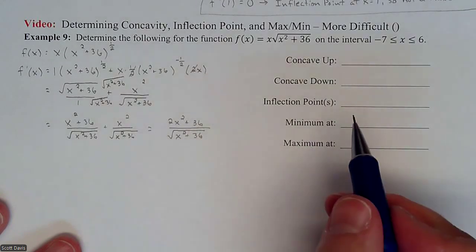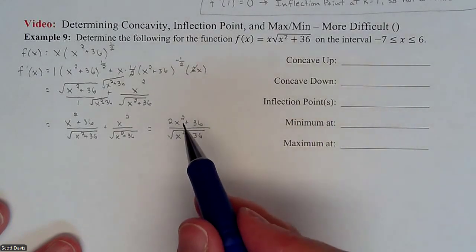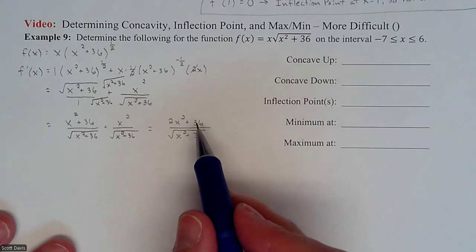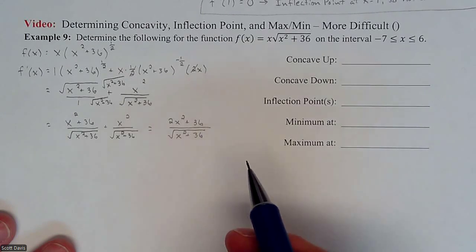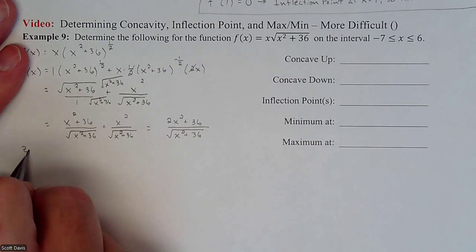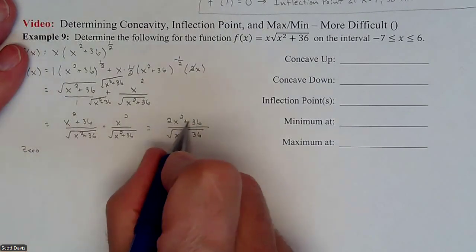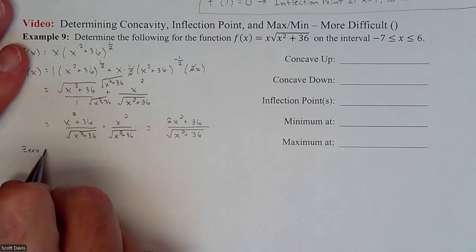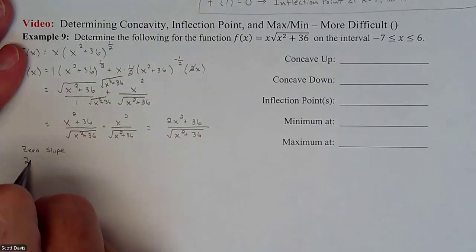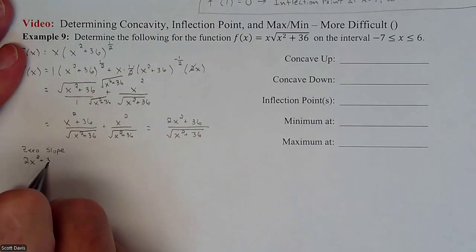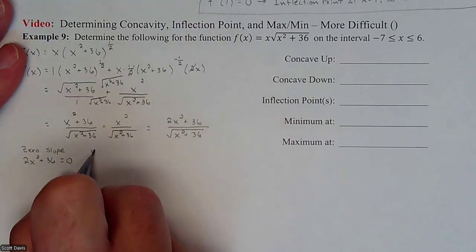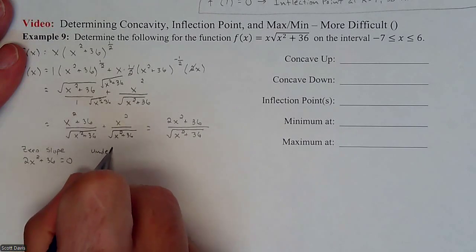I needed to do that so I can do my second derivative, but I also need to figure out some critical points along the way. So critical points are figuring out when we have slopes of 0 or some potential undefineds. So slope of 0 is going to come from us taking the numerator and setting it equal to 0. So a 0 slope is going to be 2x squared plus 36 equal to 0. And then the denominator, we want to set it equal to 0 because that would be an undefined slope.